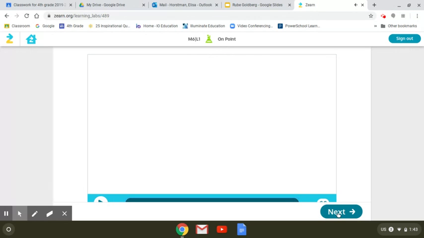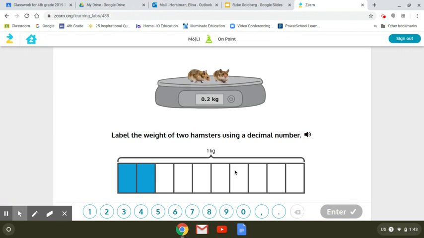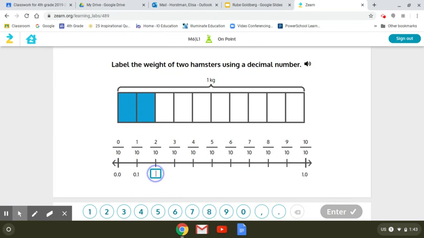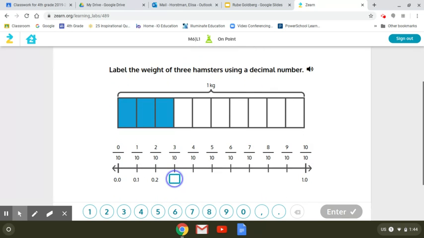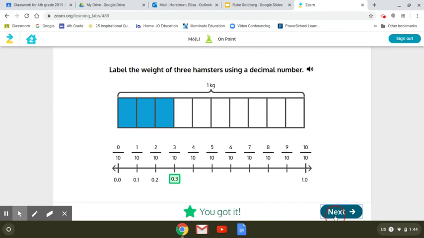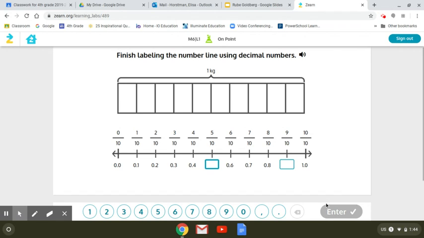We're going to skip through so that you can see. What would 2 hamsters be? It would be 2/10. What would 3 hamsters be? Go ahead. The correct answer is 0.3, or 3/10. So the missing one would be 0.5. You do this one before I put it in. If you did it correctly, you put 0.9.